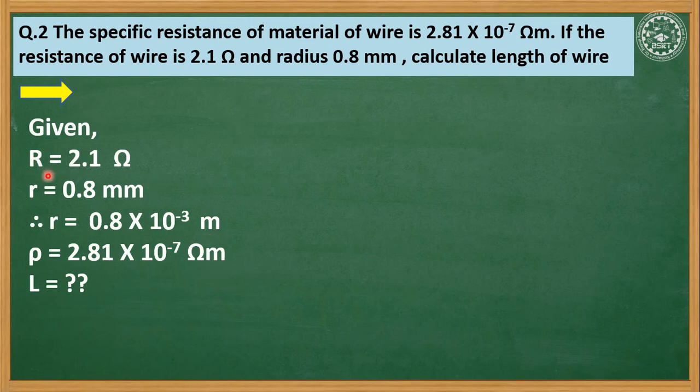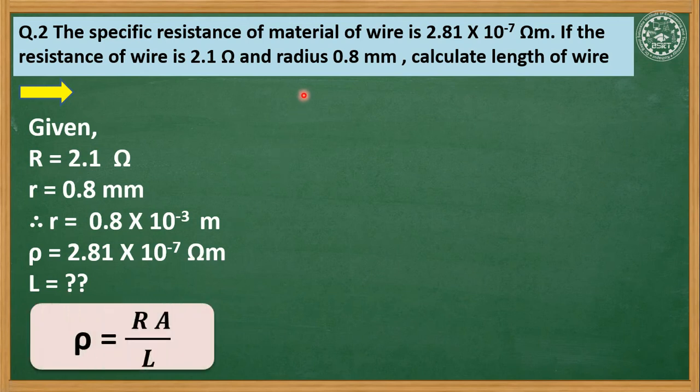The resistance of a wire, that is term R, is given in the example, 2.1 ohm. And the value of radius is also given, 0.8 mm, means 0.8 into 10 raised to minus 3 meter, and the term to be calculated is L, means length of the wire. Once again write down the formula. Rho is equal to RA upon L is our formula.